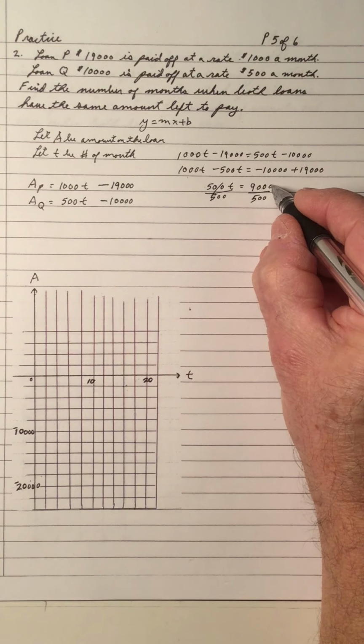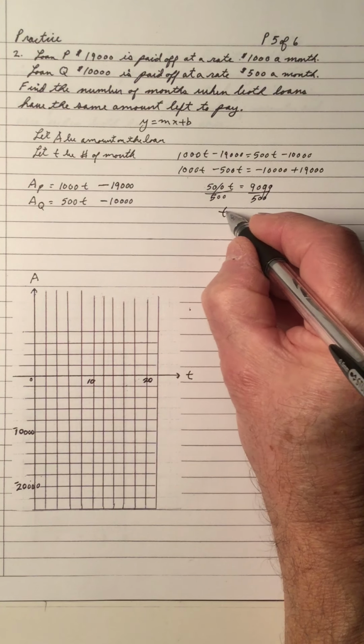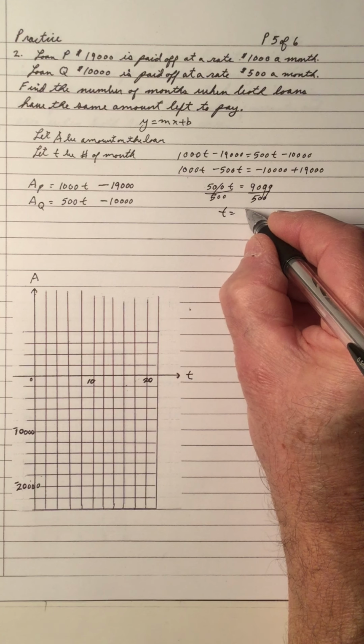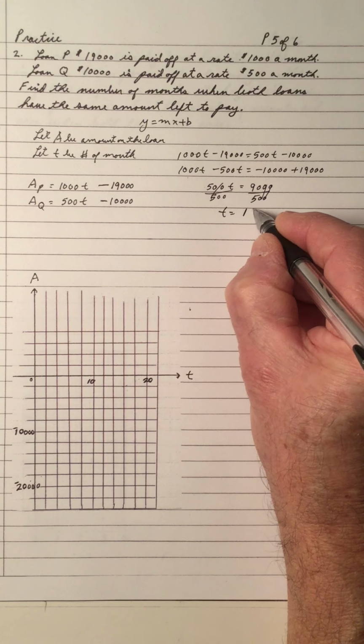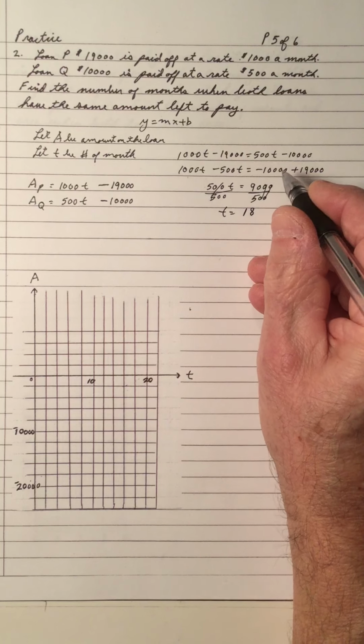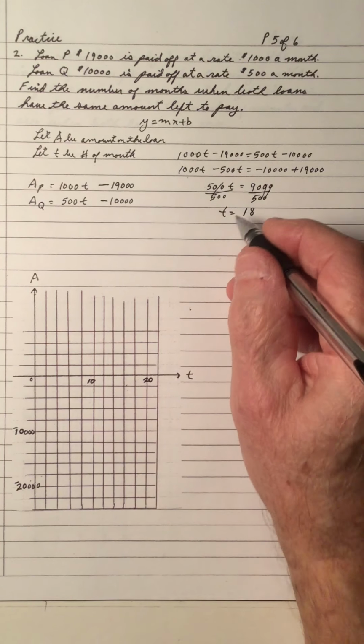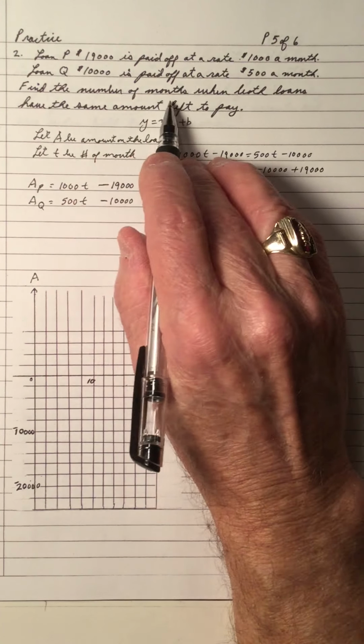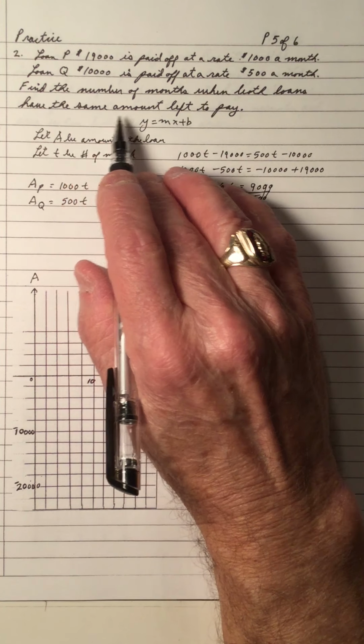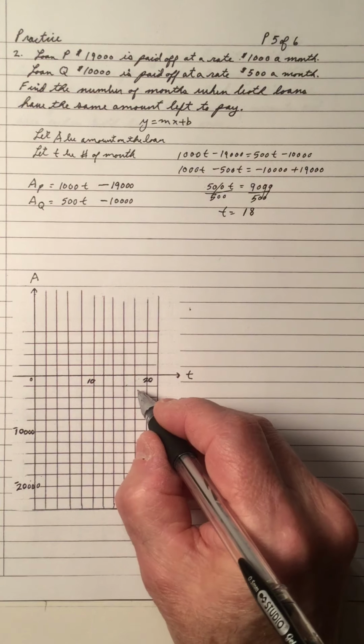It cancels out. 0, 0. So T is equal to 90 divided by 5. Use your calculator. 90 divided by 5 is 18. So it's going to take 18 months to pay it off. So 18 months is the answer to find the number of months when both loans have the same amount left to pay. So it's at 18 months.